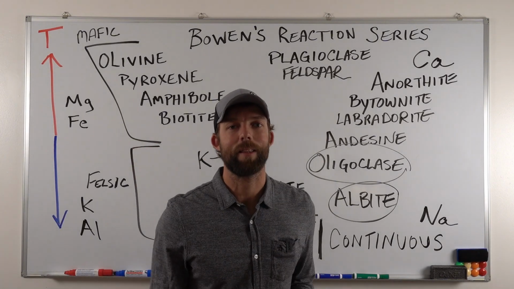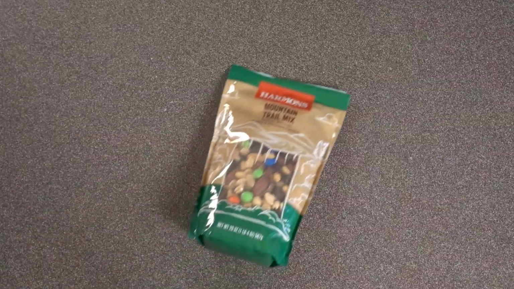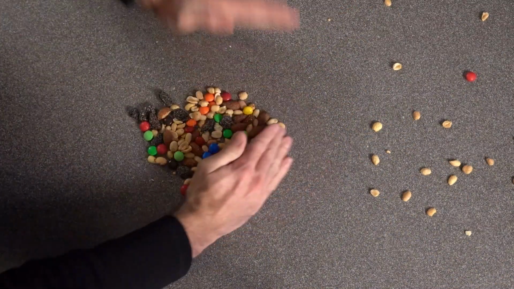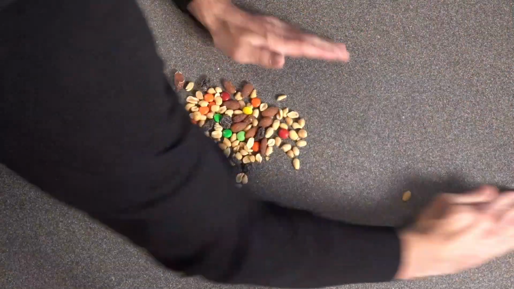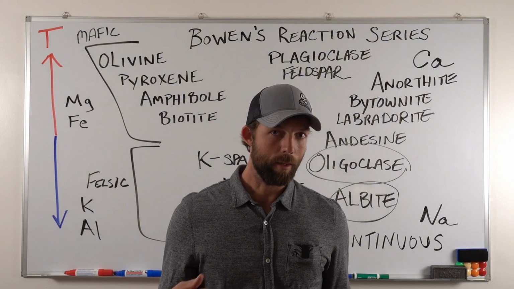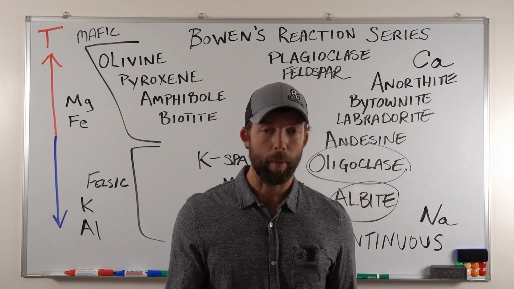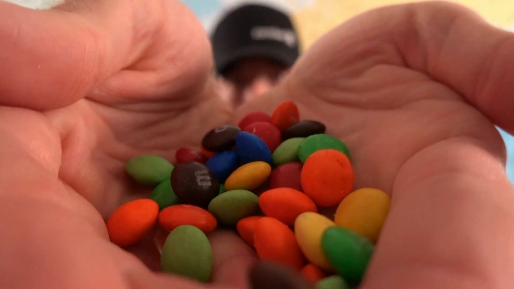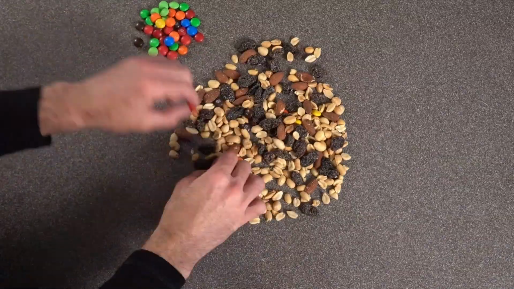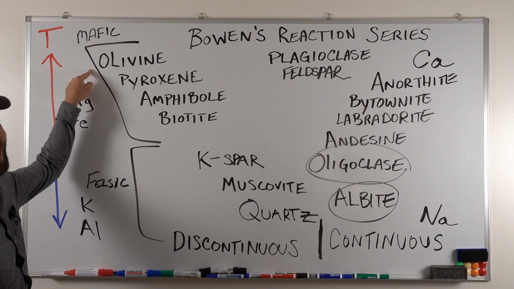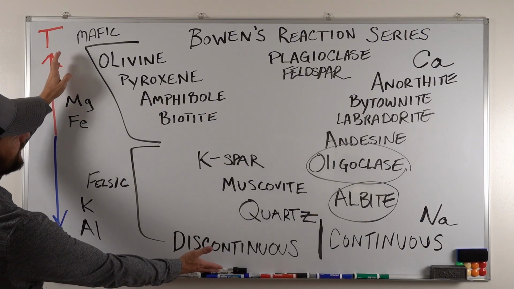One fun way I like to think about Bowen's reaction series is a bag of trail mix. If you're a healthy adjusted person, you would just reach in and grab indiscriminate handfuls of trail mix and then eat them. And then every bite would have a certain number of every ingredient. But if you're anything like me, then you just eat the M&Ms first. You just go through and pick them all out, right? Well, the M&Ms in that case are olivine, right? This is a bag of trail mix.